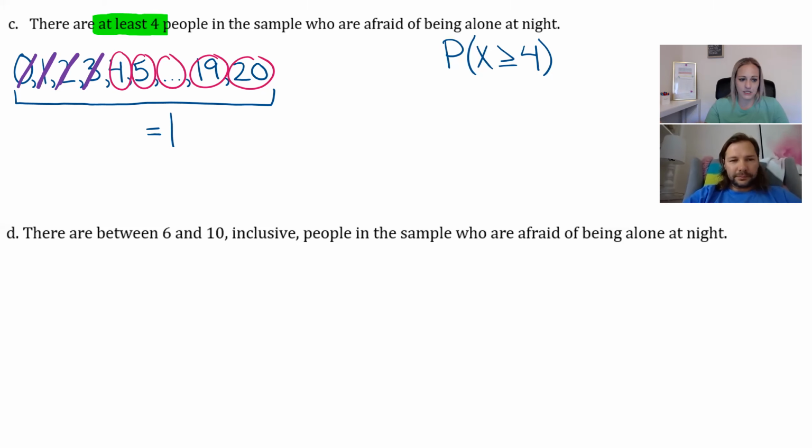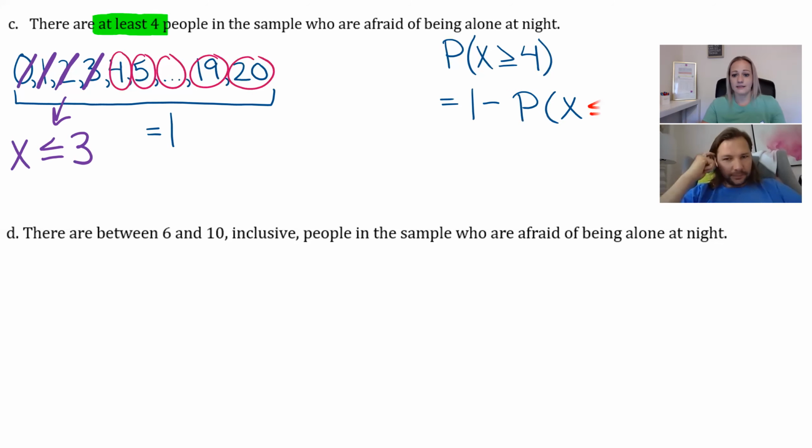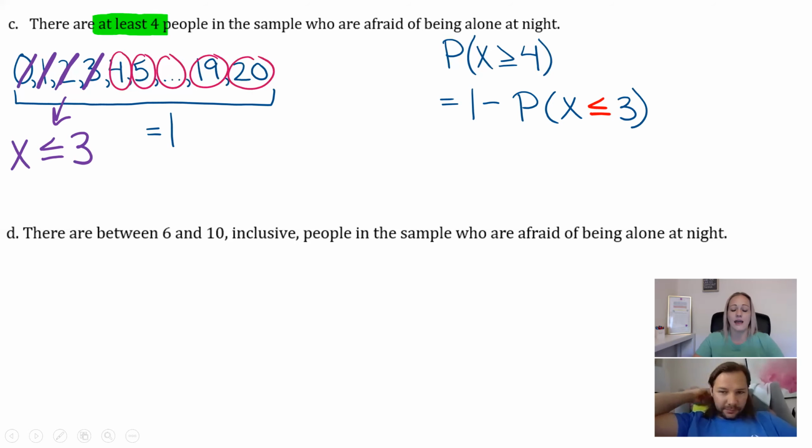So how do I represent the ones that I don't want? I could say that is the outcomes where x is less than or equal to 3. So the probability that x is greater than or equal to 4 is the same thing as 1, which is the total, minus the probability that x is less than or equal to 3. You want 4 and above, so you don't want 3 and below. So you take 1, the total for all of those probabilities, and then subtract the ones that you don't want.